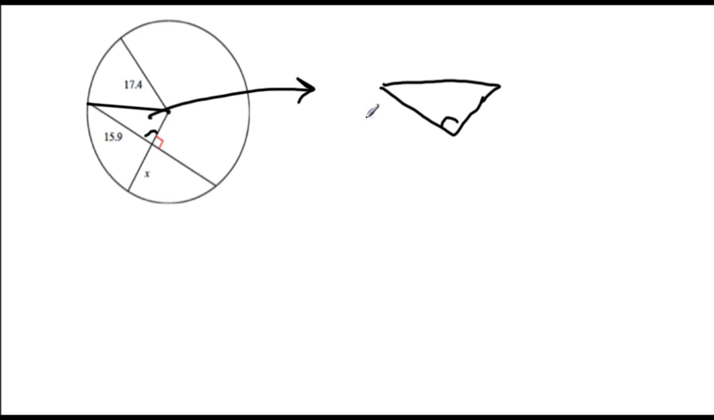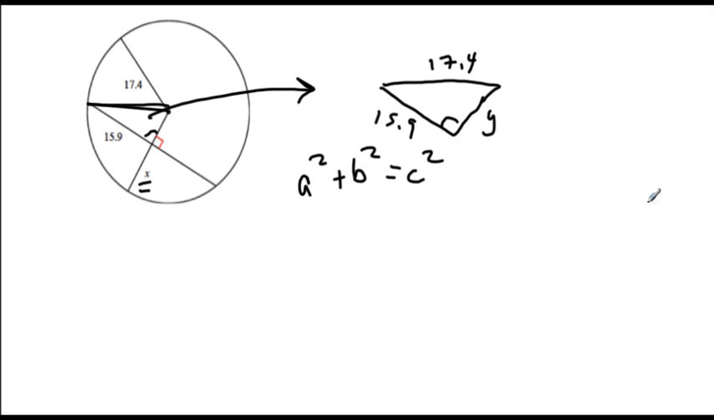Okay, so on the bottom we have 15.9. The hypotenuse is 17.4 because that's another radius. And remember, the radius is 17.4. And we don't know what this leg is, so I'm going to call it y. I'm not going to call it x because I already have an x in the problem, and I don't want to confuse anybody. So if you look, we have a right triangle. Guess what's going to help us out here? A squared plus b squared equals c squared, the Pythagorean theorem.